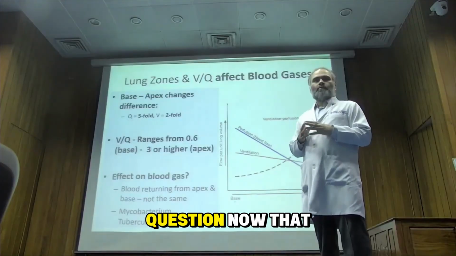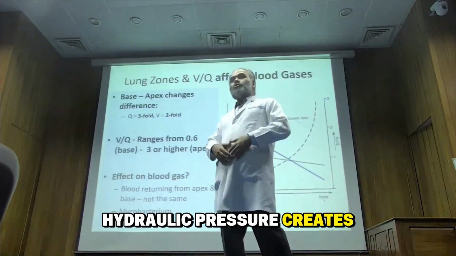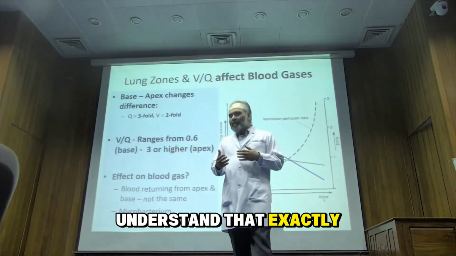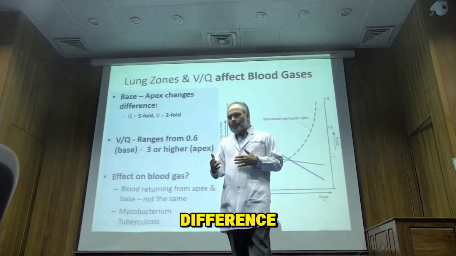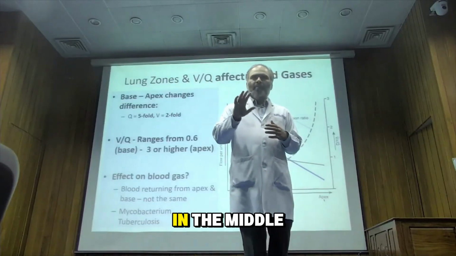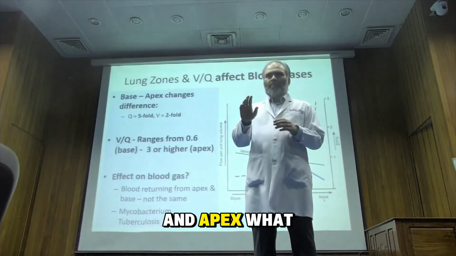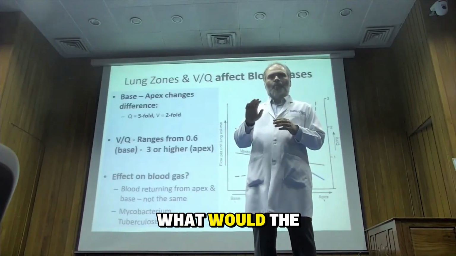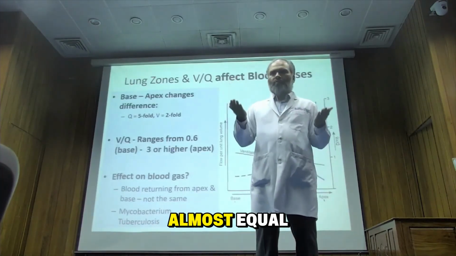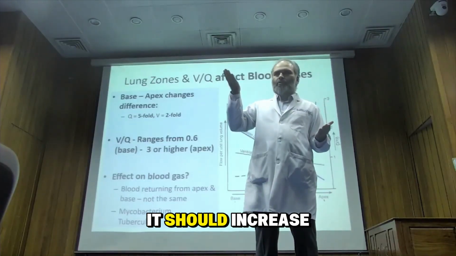Now comes the question. Now that you understand that hydrostatic pressure creates zones in the lung, and exactly how V over Q differs between the top areas, the bottom areas and the middle areas. I said base and apex; what about the middle? What would the V over Q be in the middle? Near to 1, almost equal. As you go down, it should drop. As you go up, it should increase.